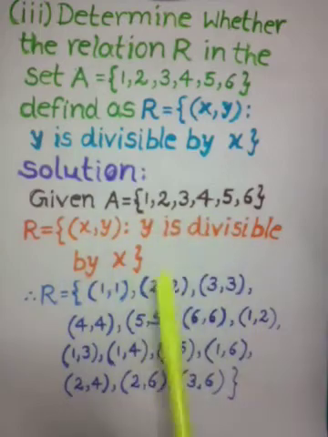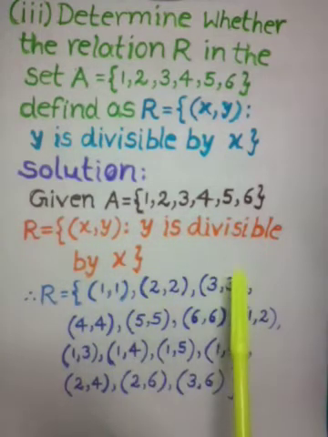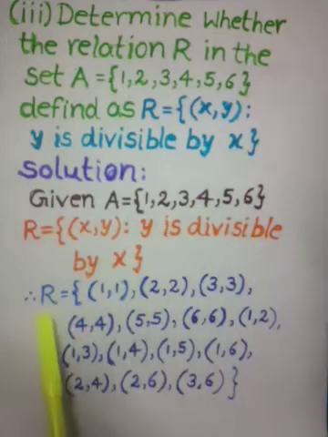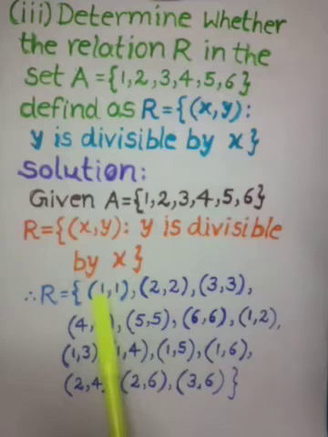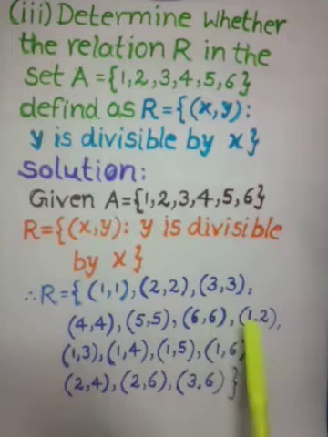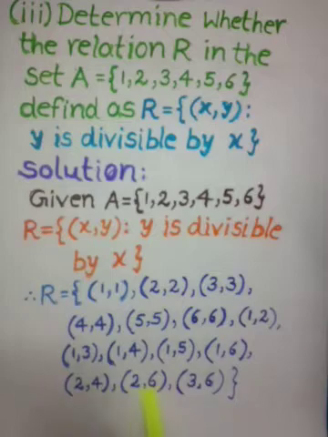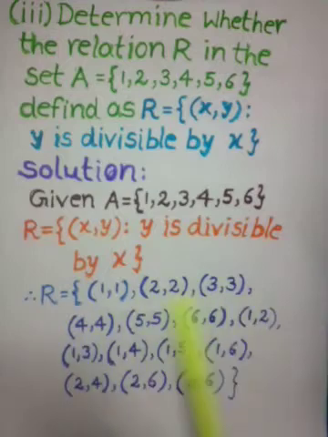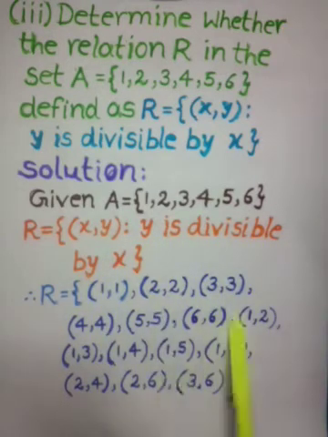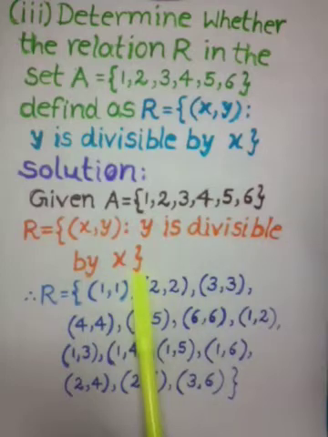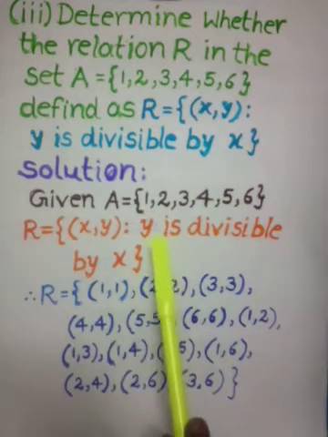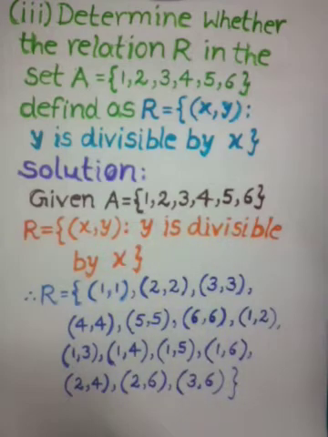Now we write the ordered pairs. We write this relation in roster form. What are the ordered pairs satisfied by this relation? Therefore, R = {(1,1), (2,2), (3,3), (4,4), (5,5), (6,6), (1,2), (1,3), (1,4), (1,5), (1,6), (2,4), (2,6), (3,6)}. Only these elements satisfy the given condition between x and y. Therefore we wrote the relation R in roster form like this.